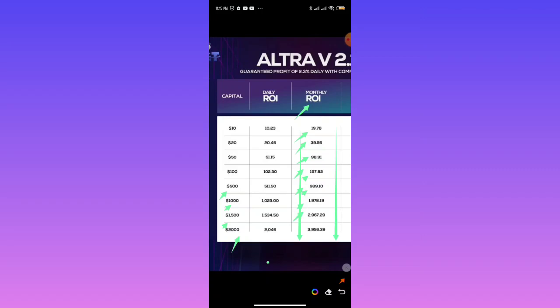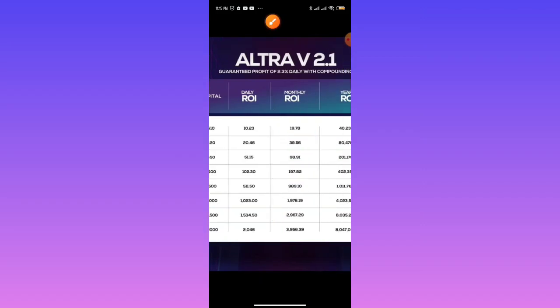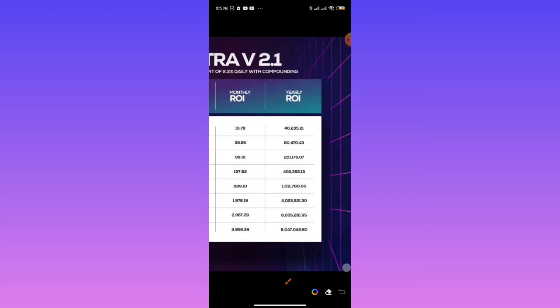Now for $1,500 you make $2,967 in 30 days, compound interest of 2.3% every day. For $2,000 you will make $3,956.39. Now let's go to the 1 year graph. In 1 year your $10 will be $40,000. That is, if you leave it for 1 year on this very boat and you don't touch it, this is what you get for 1 year.